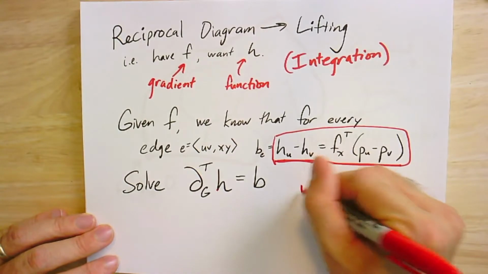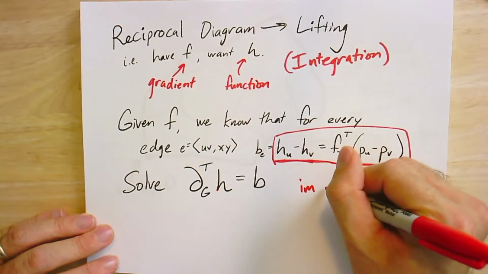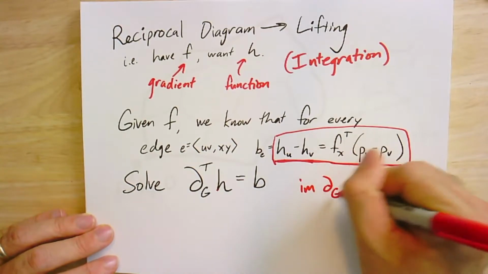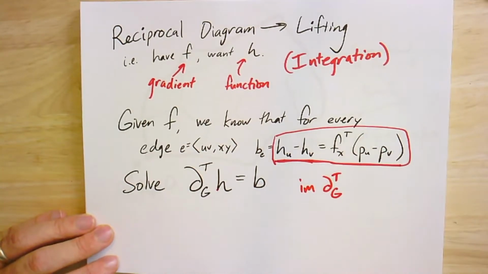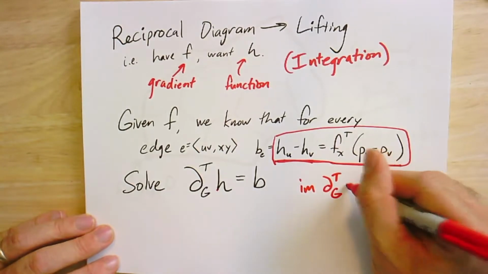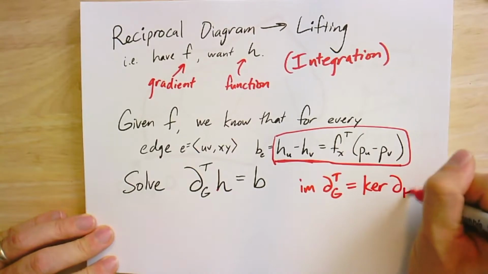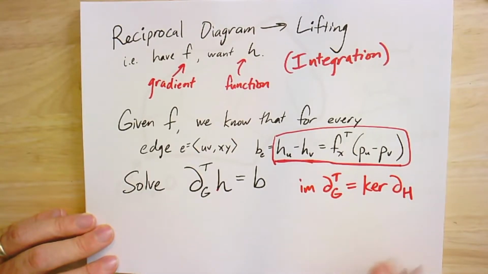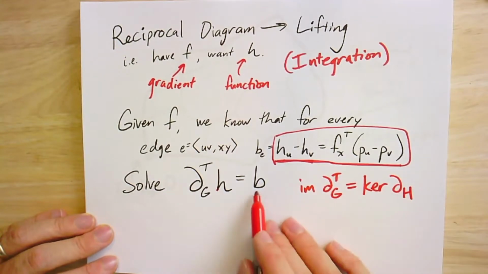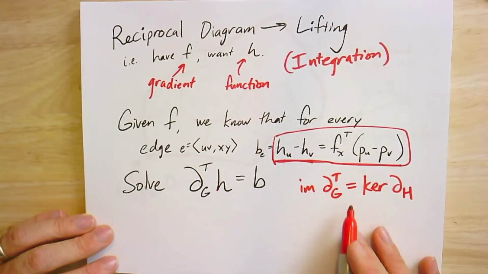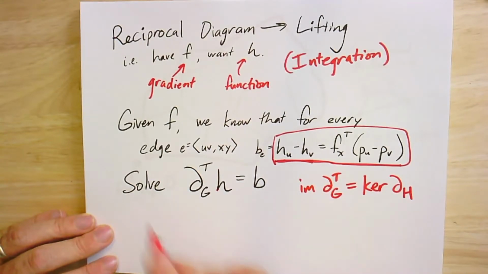And again, that means we're looking to see, is b in the image of that co-boundary map? But this, of course, is also equal to the kernel of the boundary of h. And so we can just try multiplying the boundary of h times b and see if we get 0. And if we do, then we know that this system has a solution h.